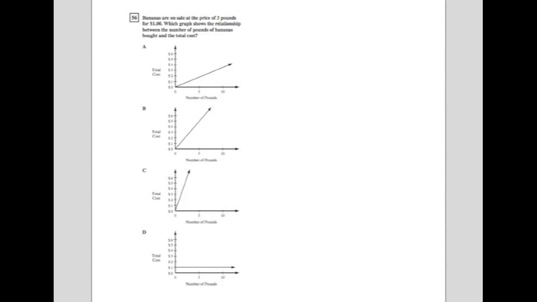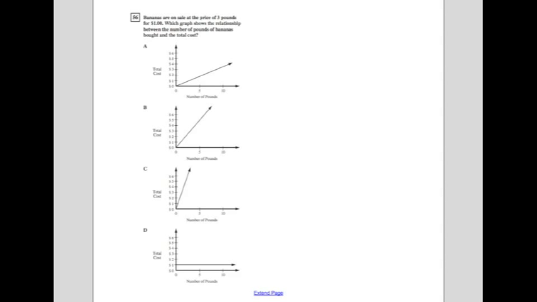All right, here we go. 56. 56 is a really small problem. Let's see if I can get it a little bigger here. It says bananas are on sale at the price of 3 pounds for $1. Which graph shows the relationship between the number of pounds bought and the total cost? So let's go ahead and do this one. It says that 3 pounds of bananas is $1.